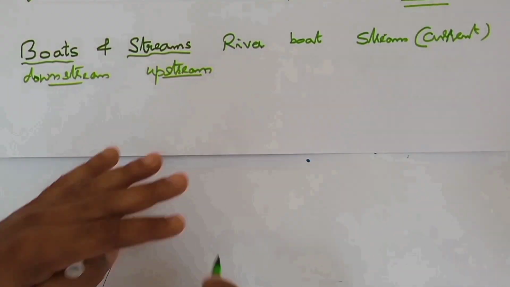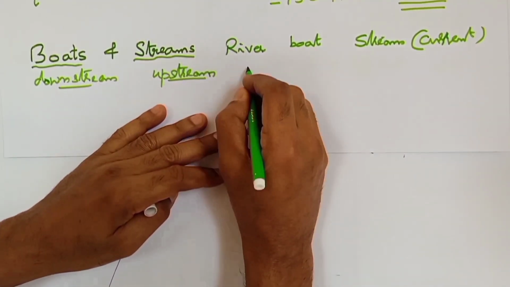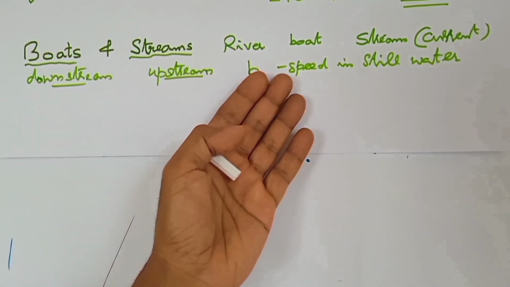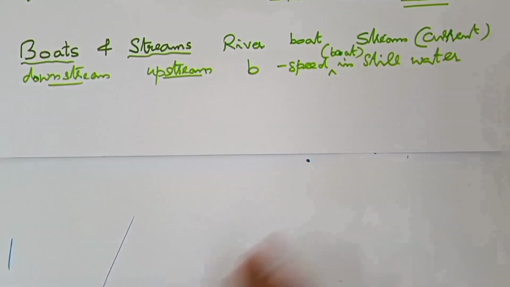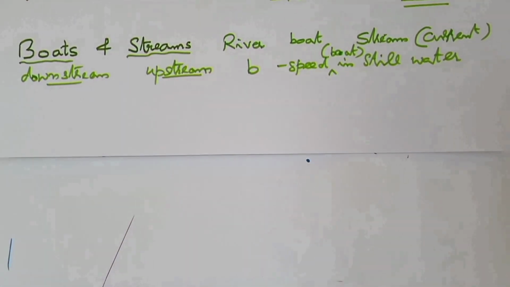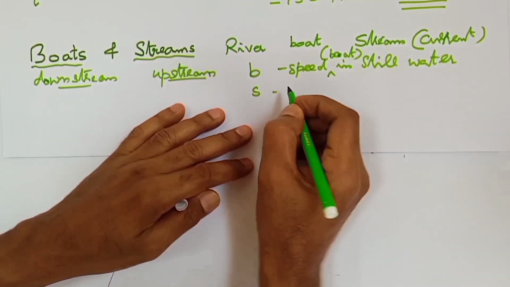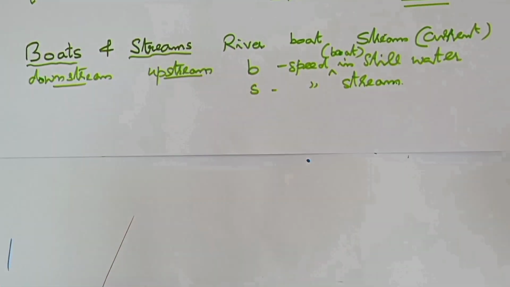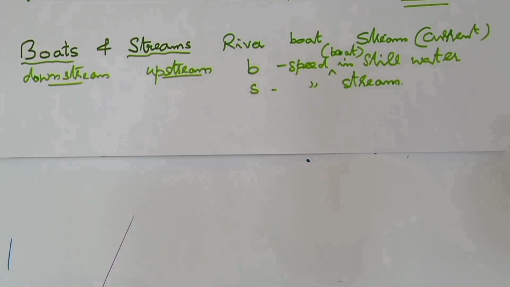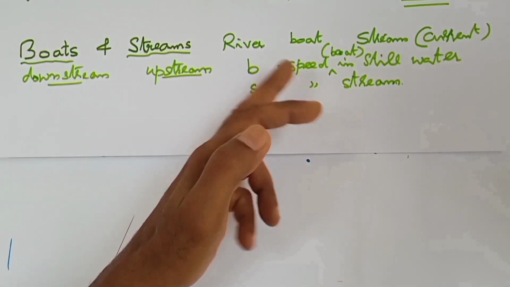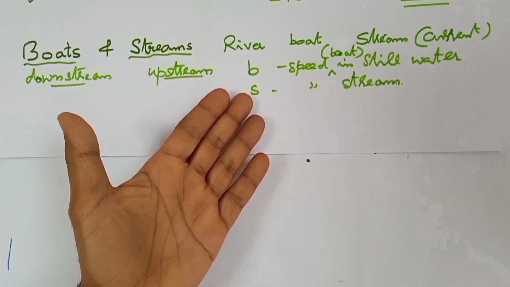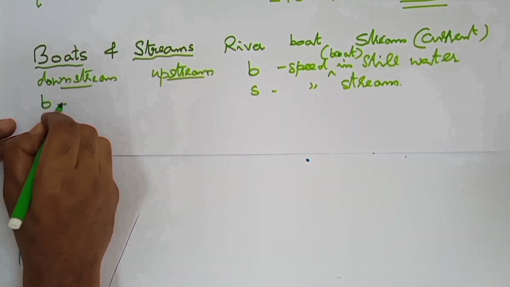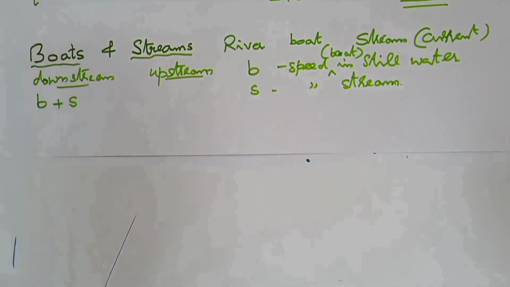Now look at a boat whose speed in still water. Let's assume B is the speed of a boat in still water. Still water means there's no current or stream in the water. And S stands for the speed of the stream. In that case, downstream movement of the boat will have what kind of speed? The actual speed of the boat in still water gets increased by the speed of the stream, which means in downstream movement, the boat will be moving at the speed B plus S.